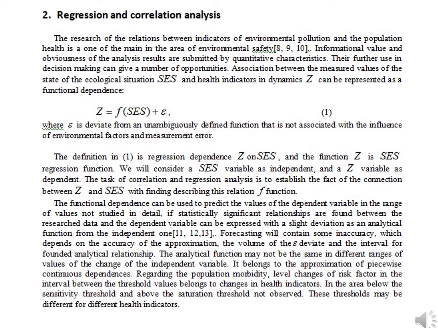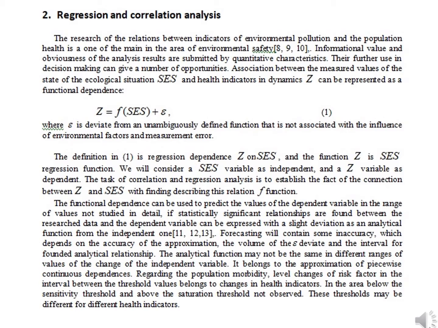Let's speak about regression and correlation analysis. The research of the relations between indicators of environmental pollution and population health is one of the main in the area of environmental safety. Informational value and the obviousness of the analysis results are provided by quantitative characteristics. Their further use in decision making can give a number of opportunities.